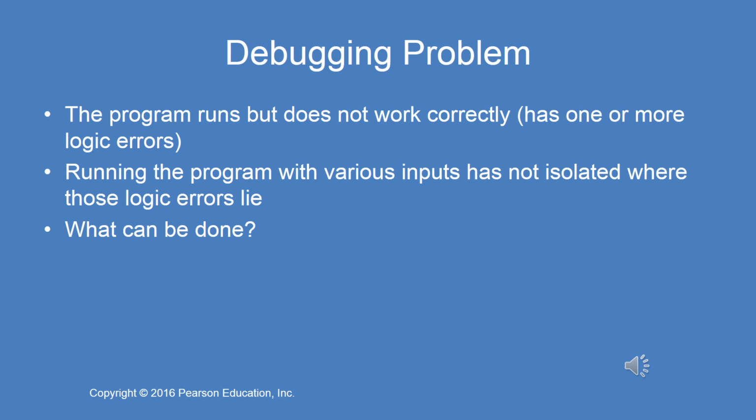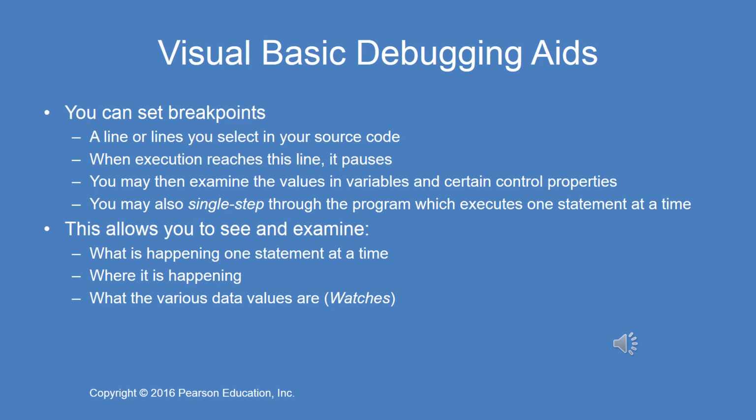So anyway, you have a program, and it runs, but for some reason it's not correct. It has logic errors. And you've run the program with various inputs, and you've not yet been able to isolate where those logic errors lie. What do you do next? Here are a couple suggestions.